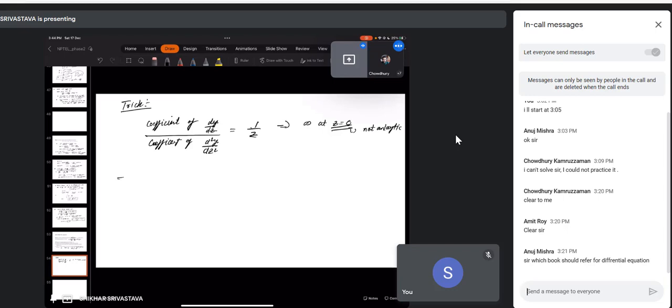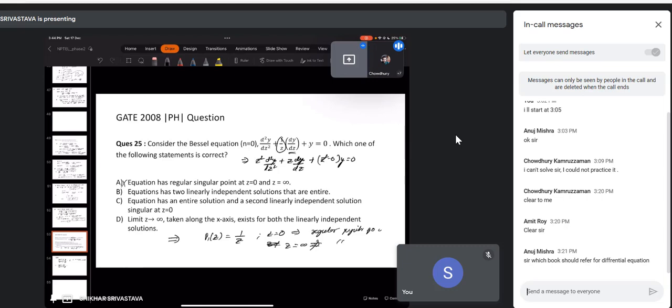And then you find the coefficient of y divided by the coefficient of the first term, d2y by dz square.